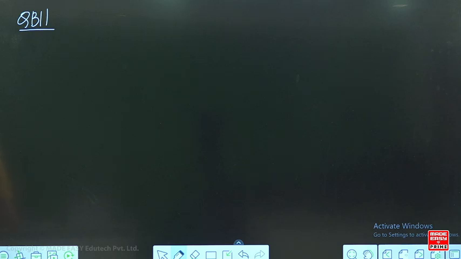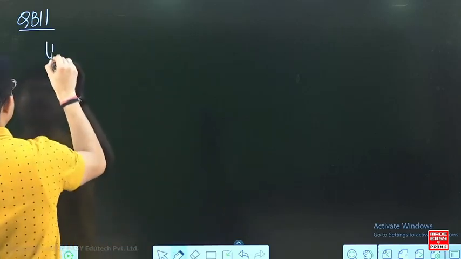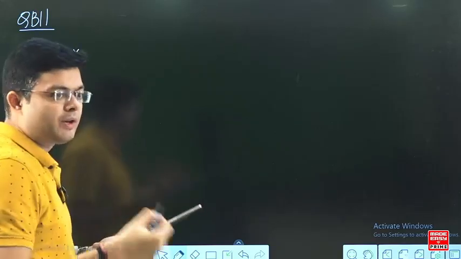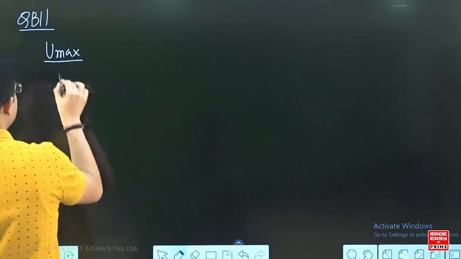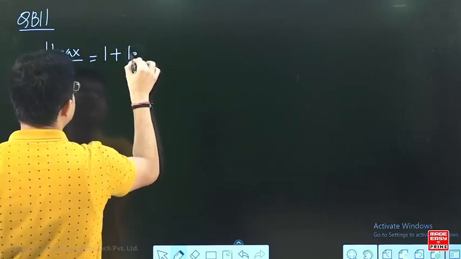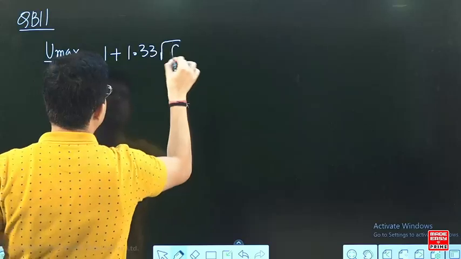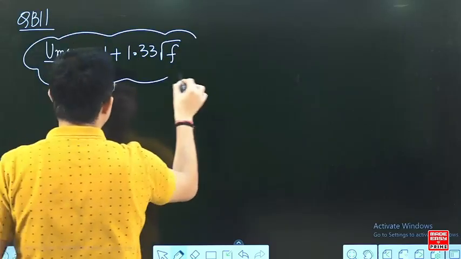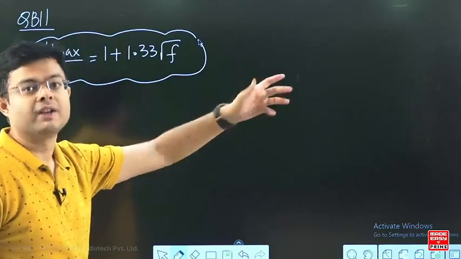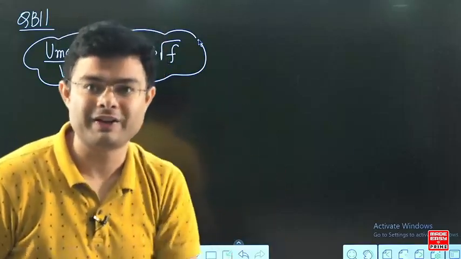Of course V star will change. Look here. Show that for turbulent flow through pipe, the ratio of maximum velocity to average velocity. So he is asking that for turbulent flow through pipe, you have to prove that Umax by V is equal to 1 plus 1.33 root f. You have to prove this for turbulent flow through pipe.